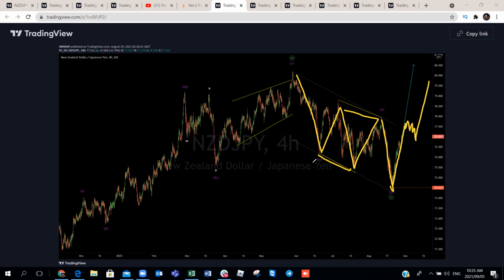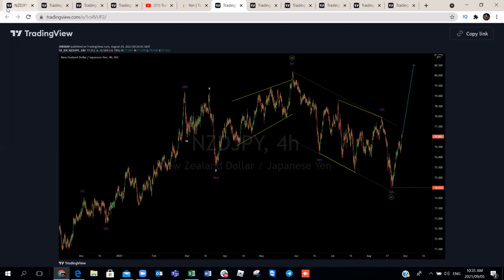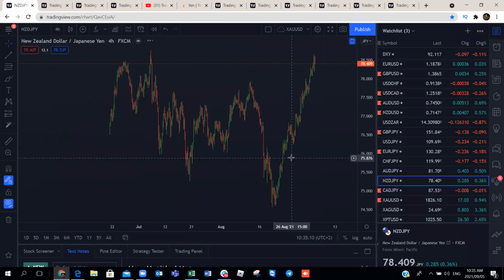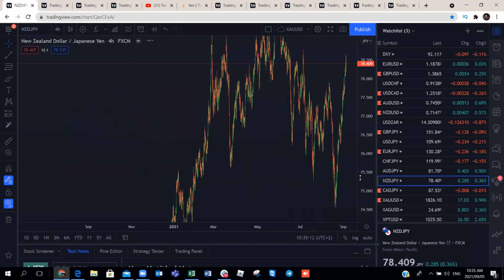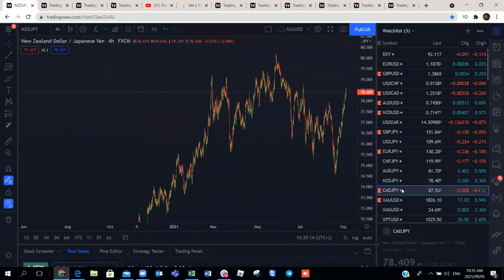So look at that WXY corrective structure in the purple degree, completing that fourth wave here in the green degree. Okay, so that's what we have. The green degree is showing us 3, 4. We're going for a 5. Let's just show you the structure here in New Zealand. So that is what we have there. We're already out of that structure at around 78, looking good for upside.